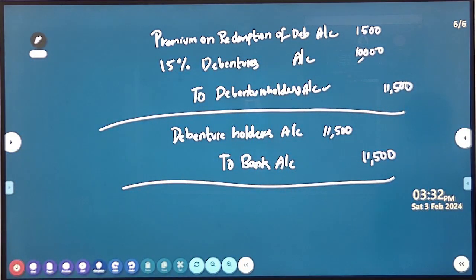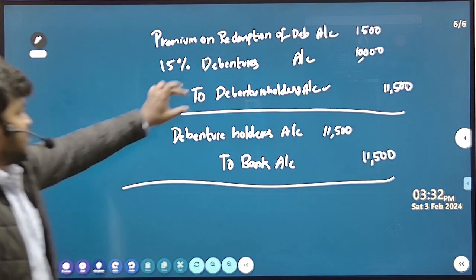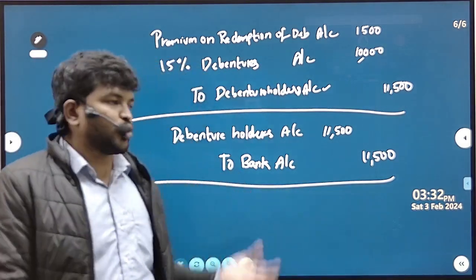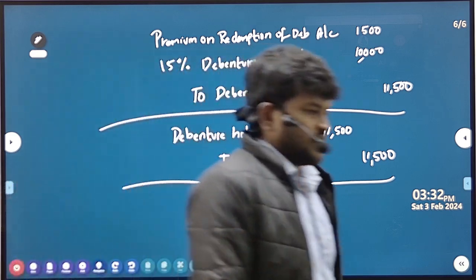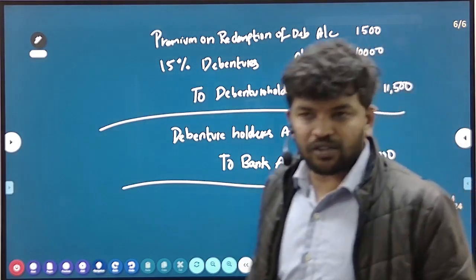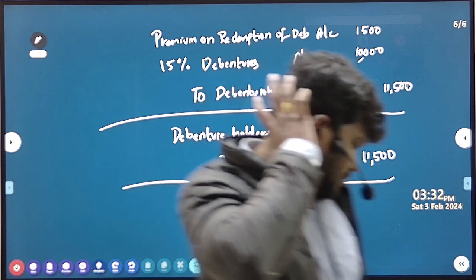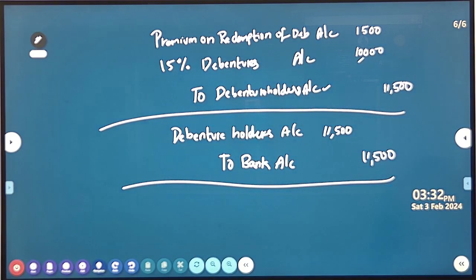Clear? Clear na? Here instead of debenture holders, you can take debenture redemption account. Both are temporary accounts. Okay. This is a liability account. Temporary liability account. Debenture redemption account is also a temporary liability account. No issue. You can take anything. Any doubts till now? Any doubts? No?